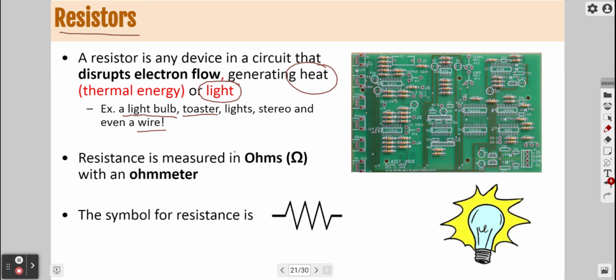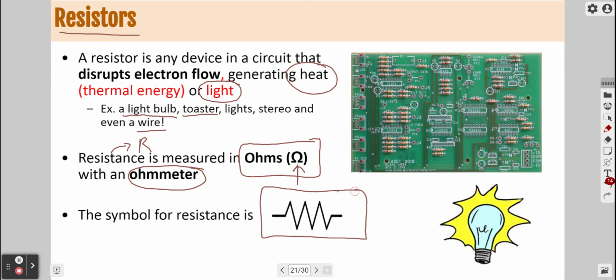Resistance is measured in ohms, and there is the symbol for ohms. When you have resistance in a formula, it is capital R. We measure resistance with an ohm meter. And the symbol for a resistor or resistance is this squiggly line. It's a fun one to draw.